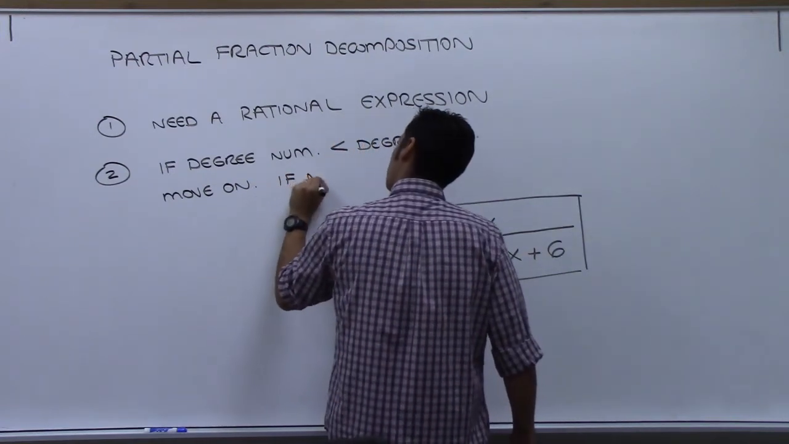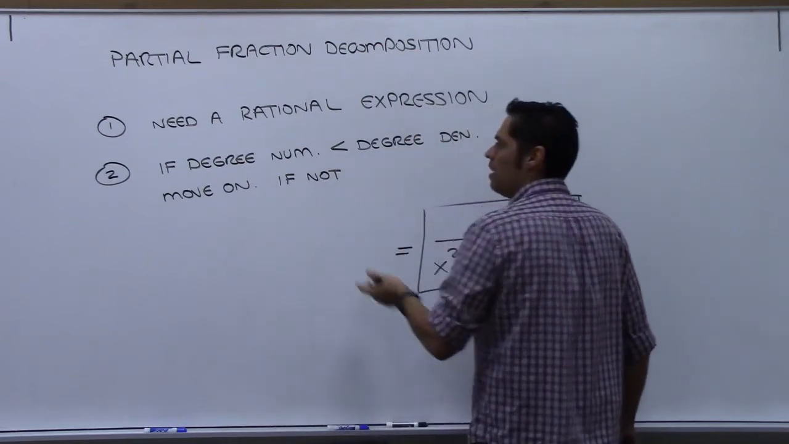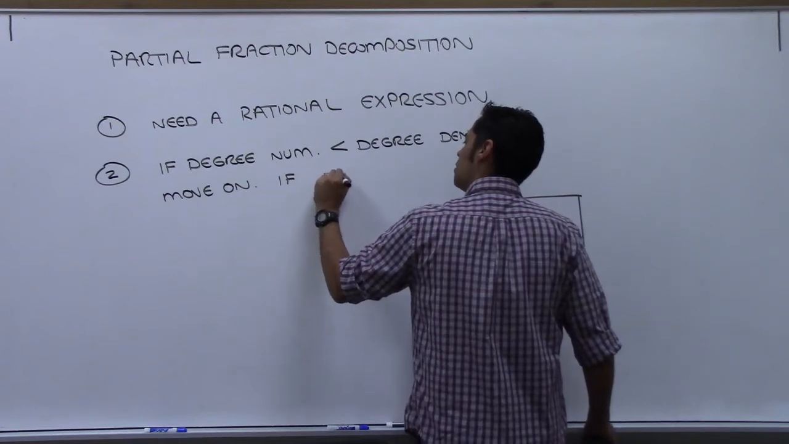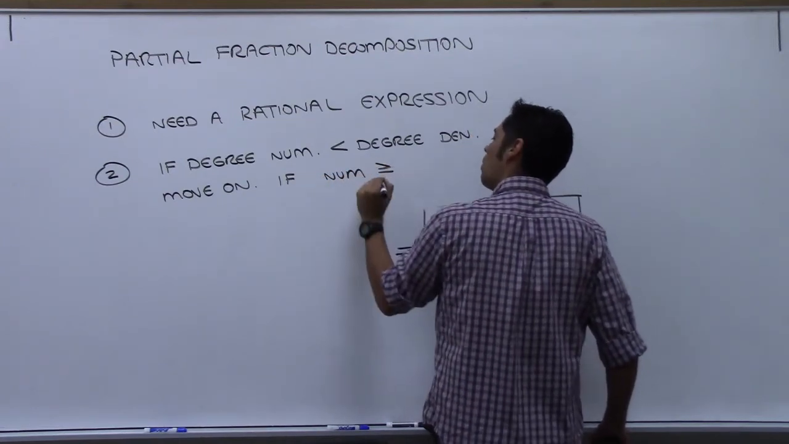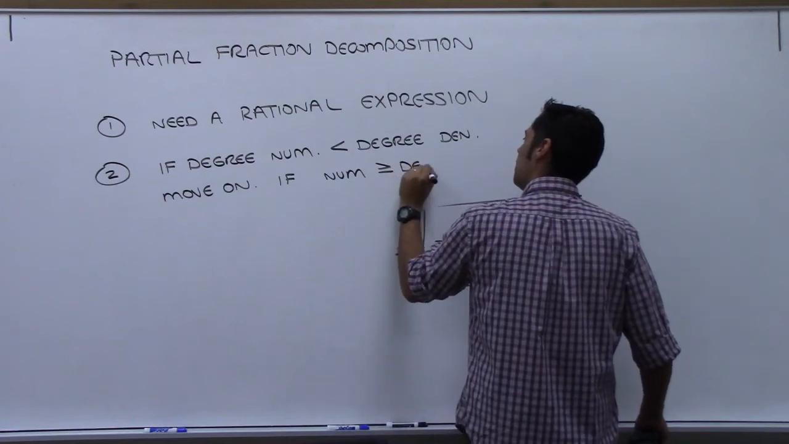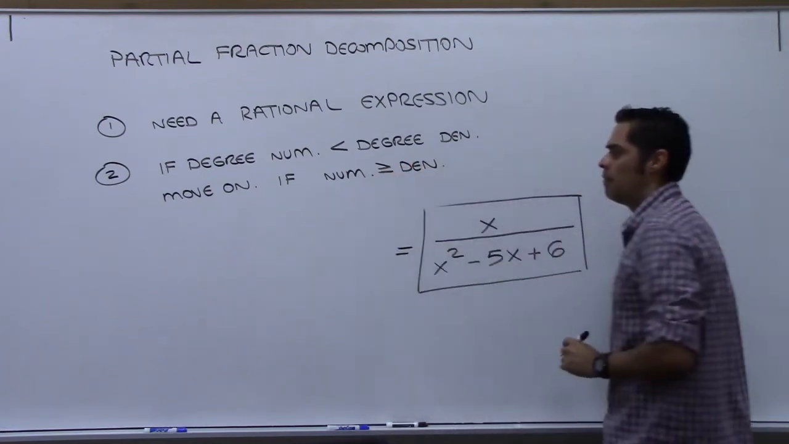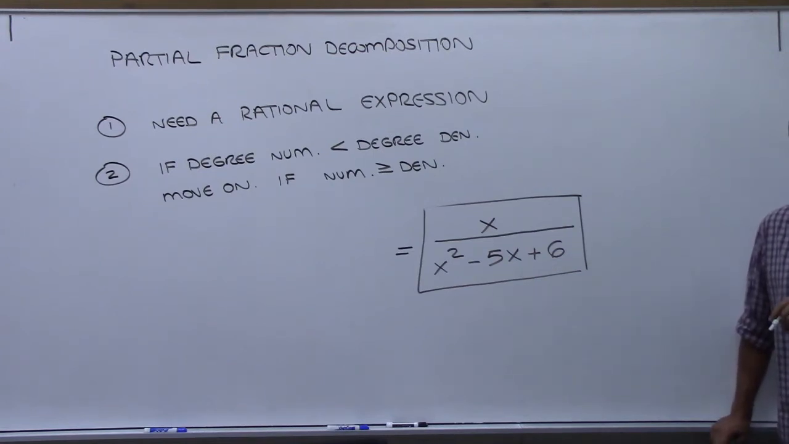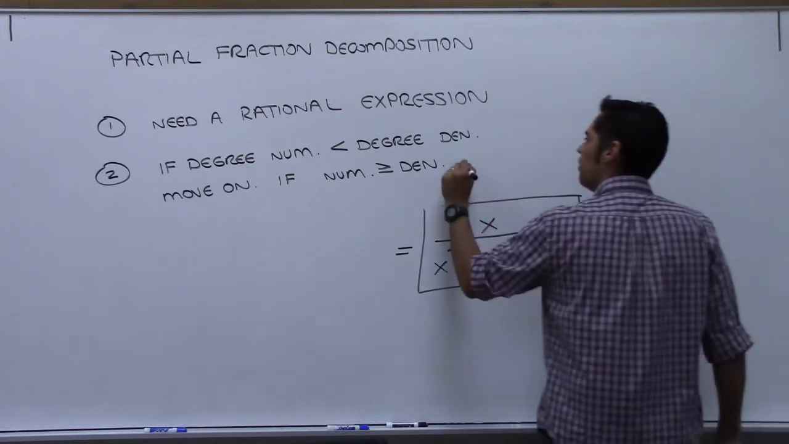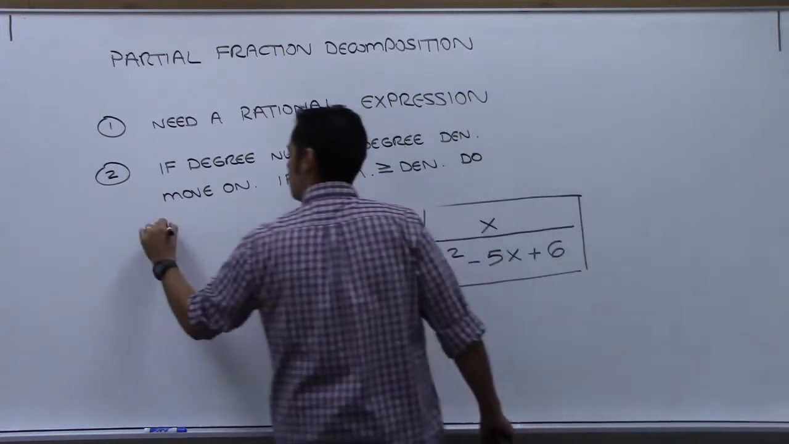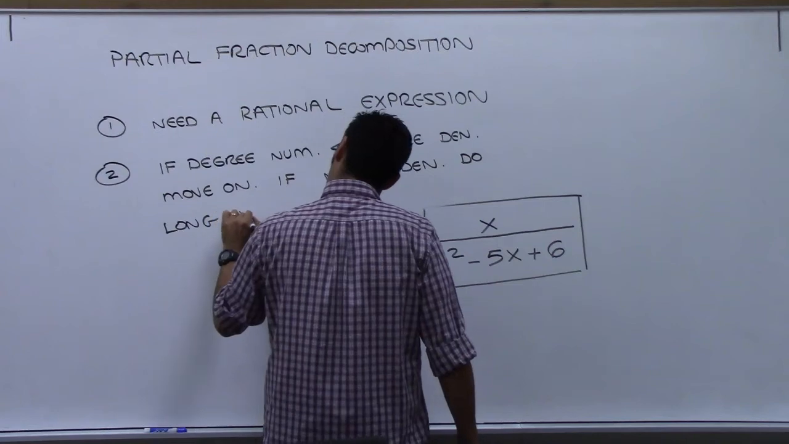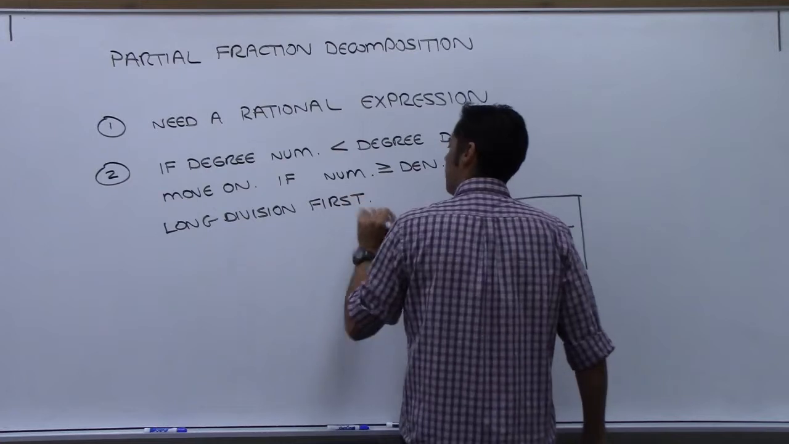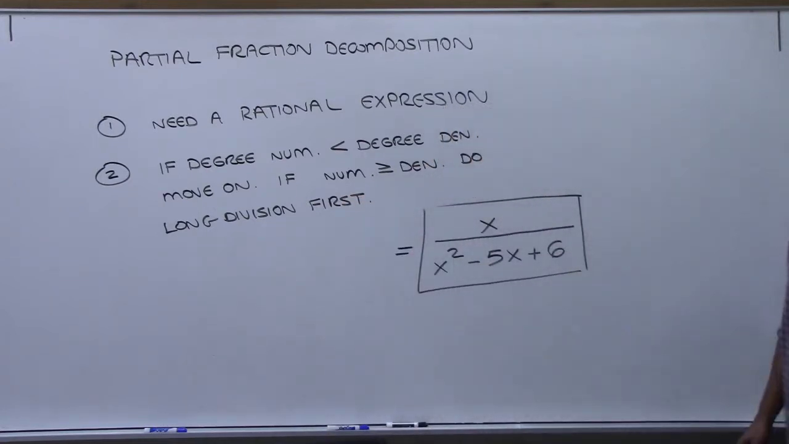If not, in other words, I should write it explicitly so you can see it. If the numerator's degree is bigger than or equal to the denominator's degree, you have to do long division first. Remember long division? Yeah. Okay. Do long division first. All right, so that's going to be our second step.